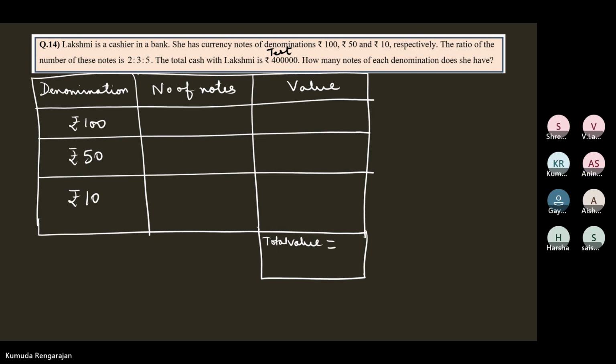Done, ma'am. What's the answer? Meaning, what's the value of x? Ma'am, I got x as 1000. Okay, fill in the boxes for me, Anantika. Ma'am, the number of 100 notes, it's in the ratio 2:3:5. So 2x, then 3x, and then 5x.